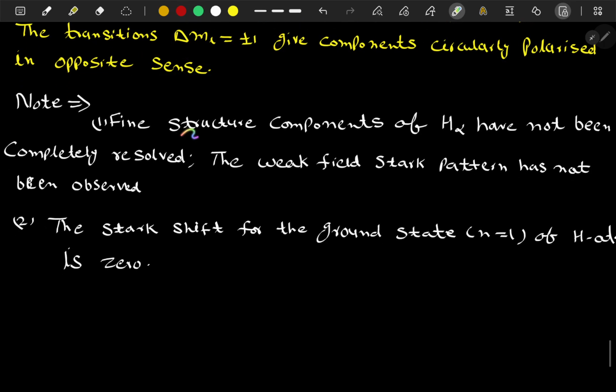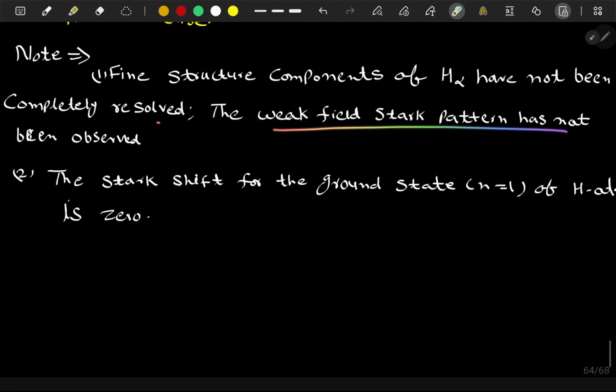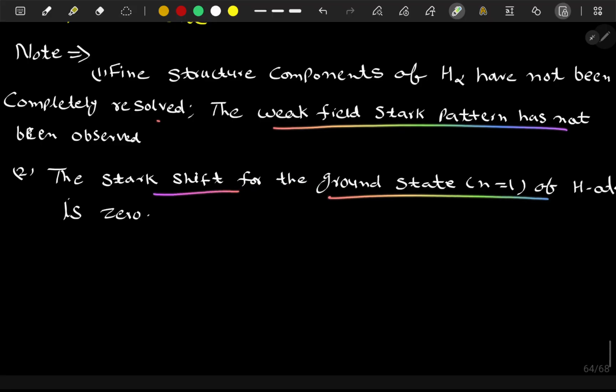Now very important, fine structure components of H alpha have not been completely resolved. The weak field Stark pattern has not been observed. So in the fine structure of H alpha, that resolution was not there, so the weak field Stark pattern was not being observed. The Stark shift for the ground state of hydrogen atom is 0.